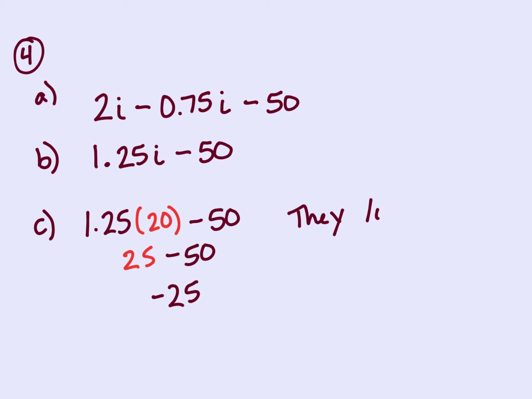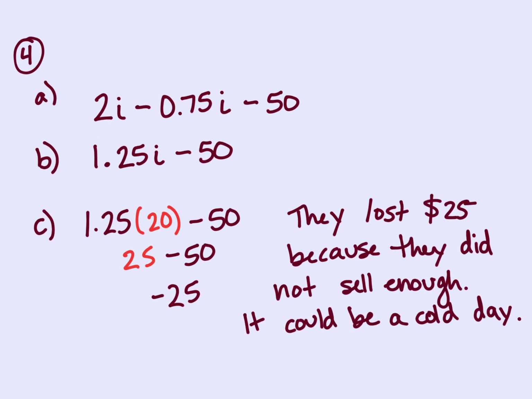Then it asks, why might this be the case? Why might they not have sold enough? It could have been cold. Maybe they chose the wrong flavors. Maybe there was a lot of adults there that day and they weren't in the mood for ice cream. There's a lot of reasons why they may not have sold enough. So make sure you come up with one. I just wrote that it could have been a cold day.